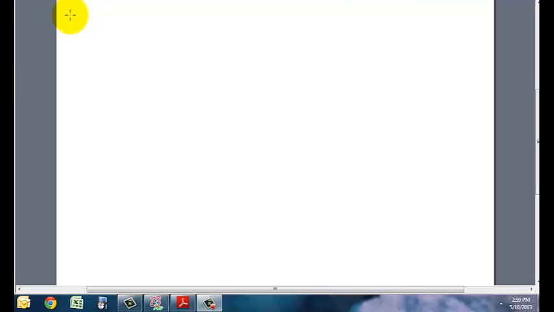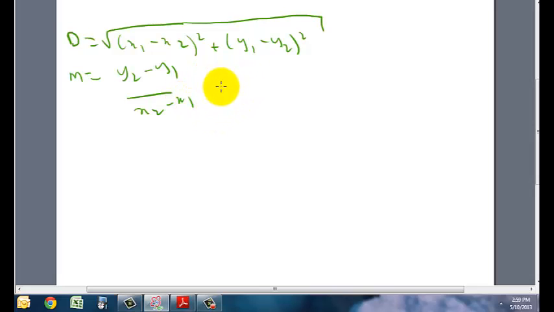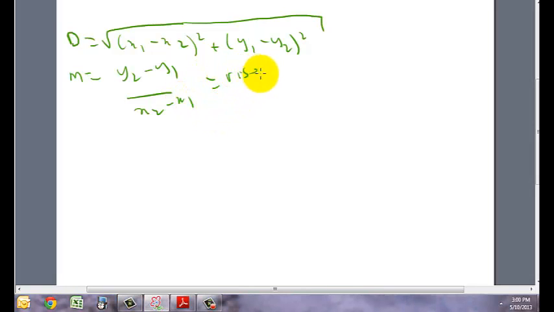Alright, so now coordinate geometry part 4. So we've learned 3 formulas. We've learned the distance formula, square root of x1 minus x2 all squared plus y1 minus y2 all squared, right? We've learned the midpoint formula and we've learned the gradient formula. So the gradient formula was m is equal to y2 minus y1 over x2 minus x1, or rise over run, but with rise over run you must check your slope.